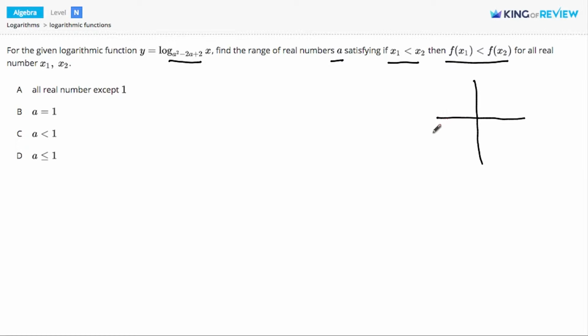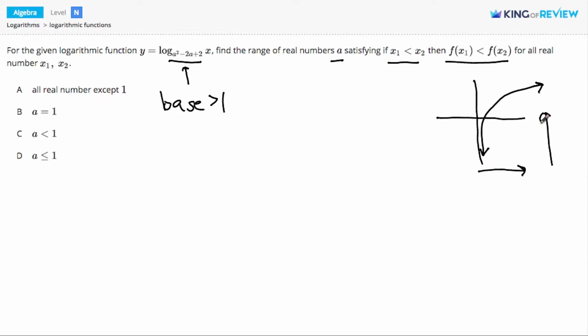As long as the base, this a squared minus 2a plus 2, is greater than 1, then when you raise a number greater than 1 to a higher exponent, it will produce a higher number. So generally logarithmic graphs look something like this. And the important thing to notice about this graph is that it is already increasing. As x moves from left to right, y moves from bottom to top.